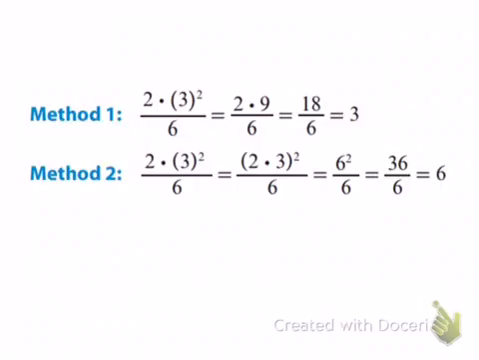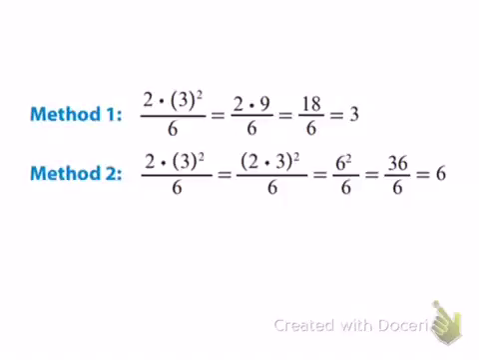And here's an example of two different methods for working the same problem, right? What did they do first in the top method, method 1? They did the exponent first, right? And then they multiplied 2 times 9 and got 18. And then they divided by 6 and got 3.